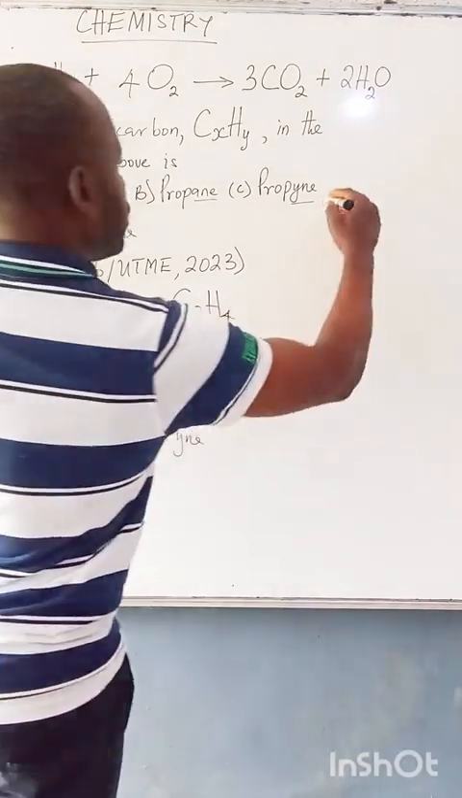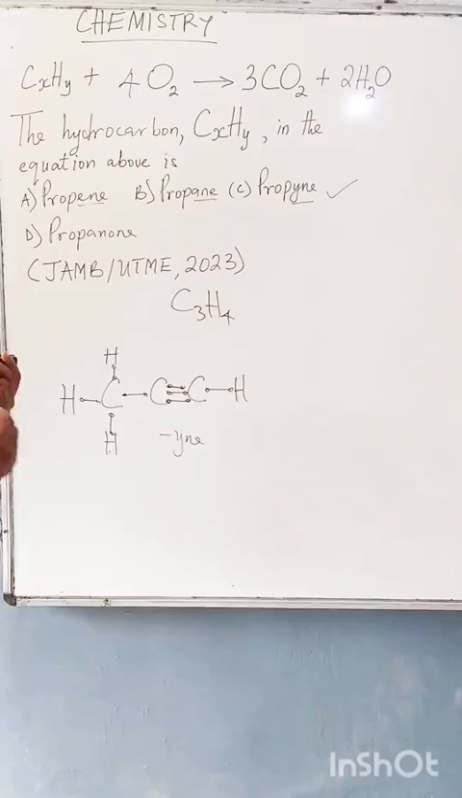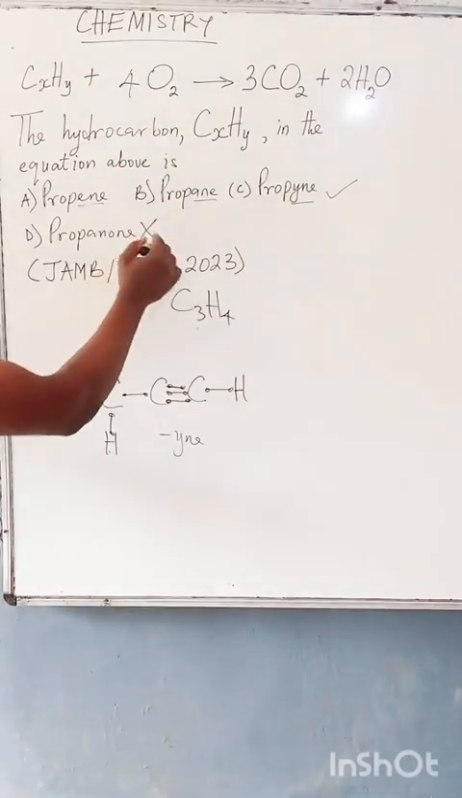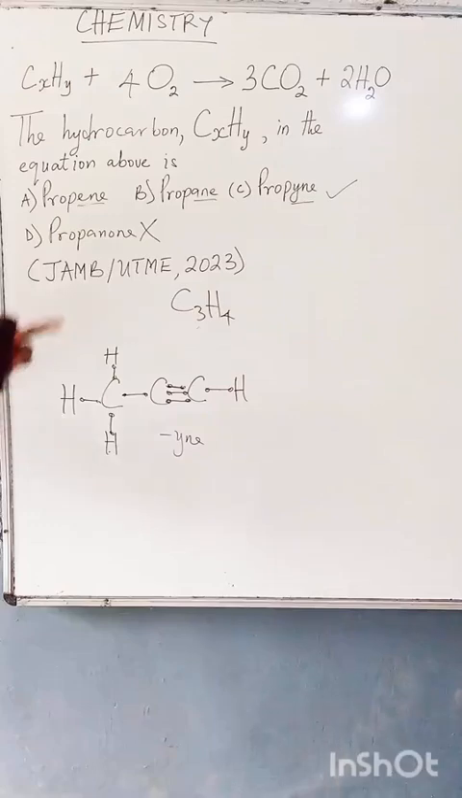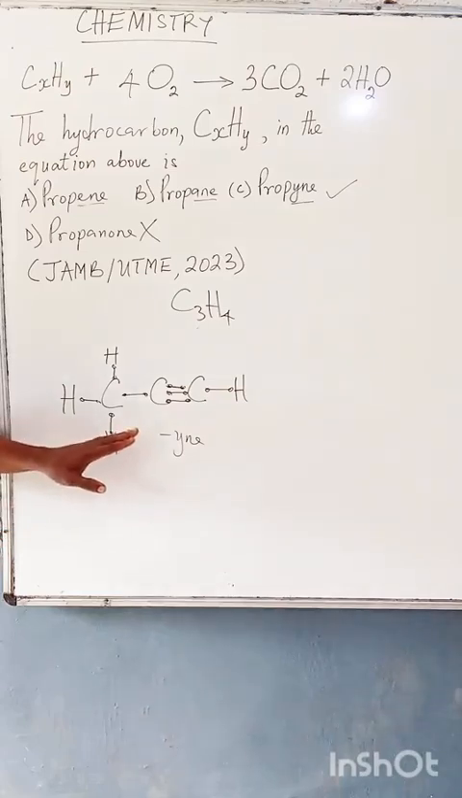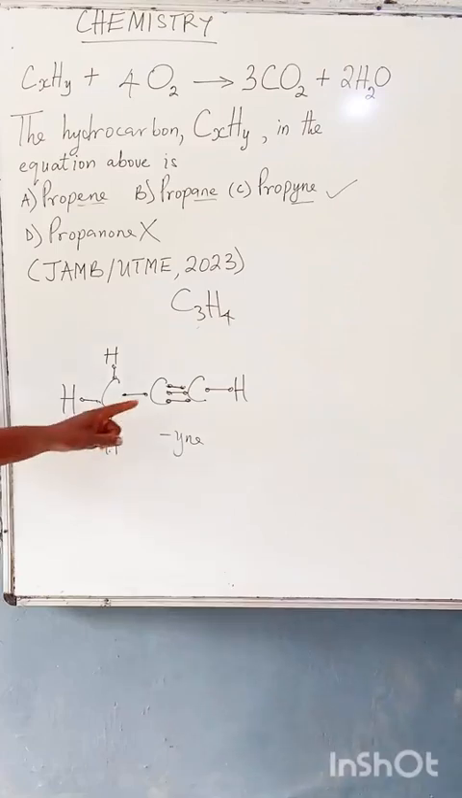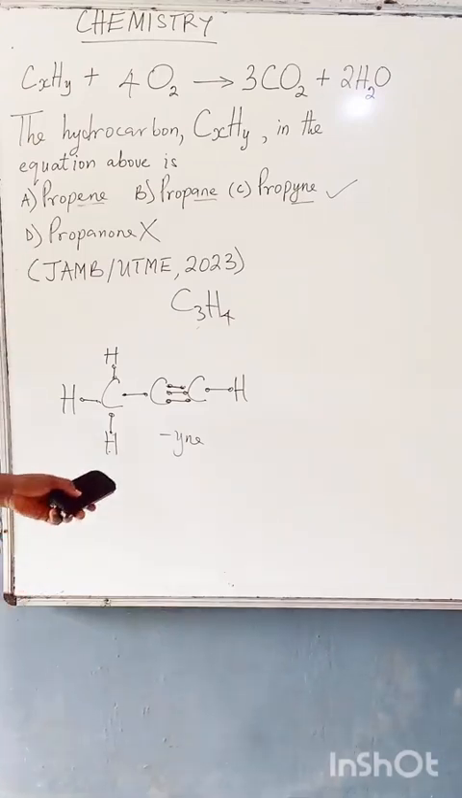And so the correct option is C, propyne. It is not propanone. Propanone has a carbon-oxygen double bond. But here, do we have any carbon-oxygen double bond as the functional group? No. The functional group here is the carbon-carbon triple bond. So the correct option here is option C, propyne. That is the IUPAC name of this compound.